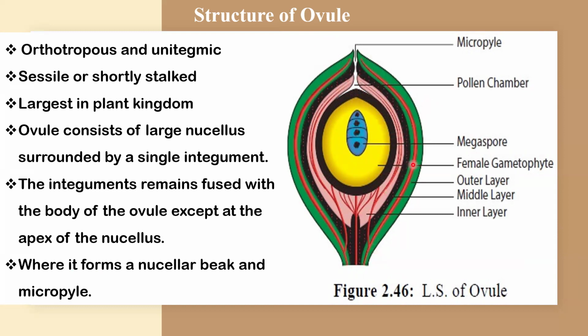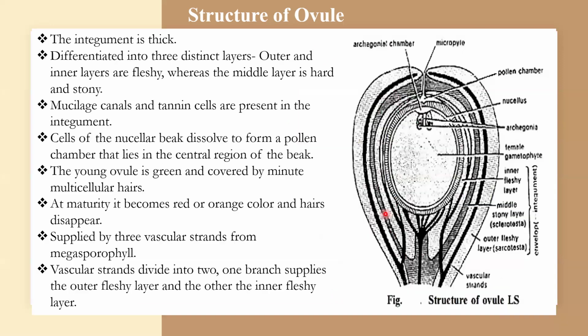The integument is very thick and is differentiated into 3 distinct layers. The outer and inner layers are fleshy and the middle layer is hard and stony. Mucilage canals and tannin cells are also present in the integument. The cells of the nucellar beak break down and dissolve to form a pollen chamber that lies in the central region of the beak. The young ovule is green and is covered by minute cellular hairs. At maturity, it becomes red or orange in color and the hairs disappear.